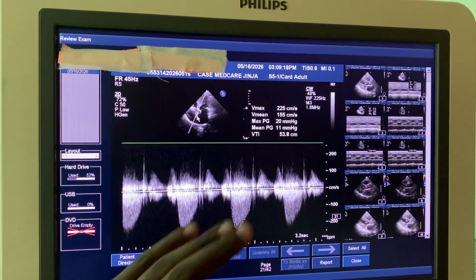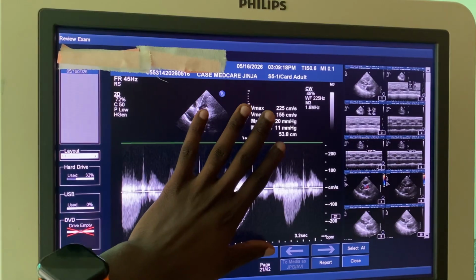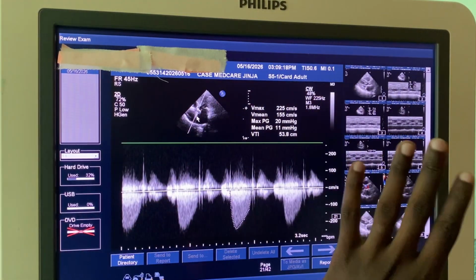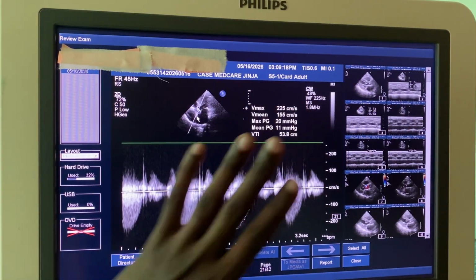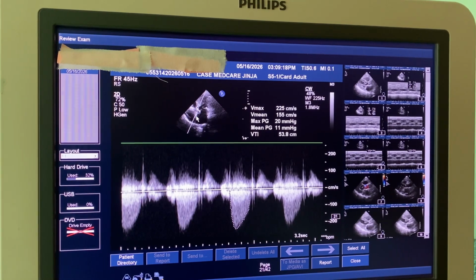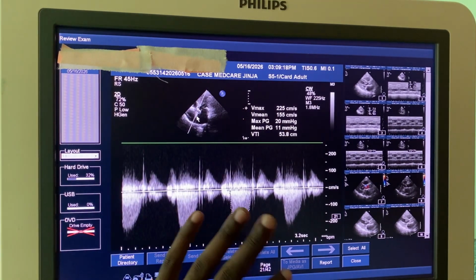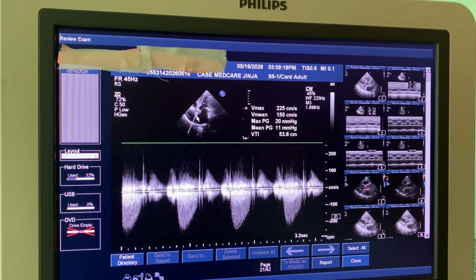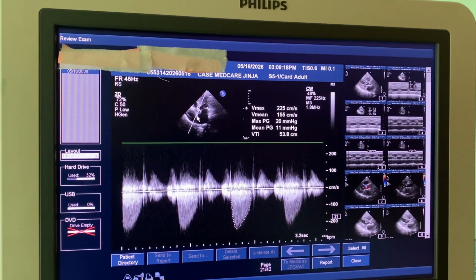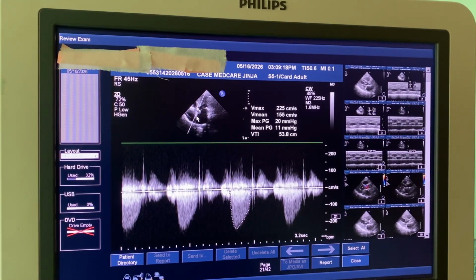But in this one, to be on the safer side, the doctor said we give moderate. So we give moderate, and DVI is exonerating us. DVI is more accurate than this other stuff.